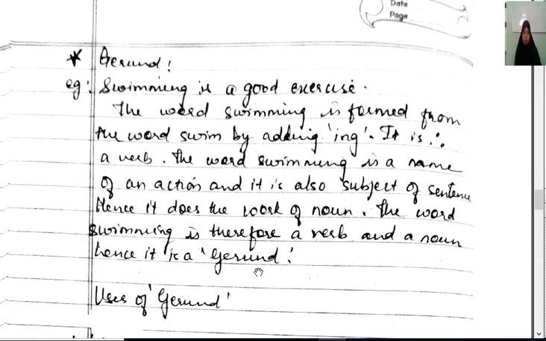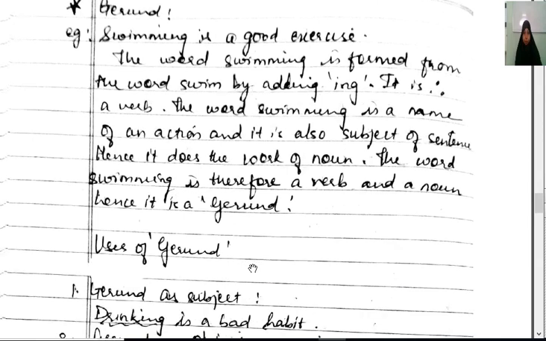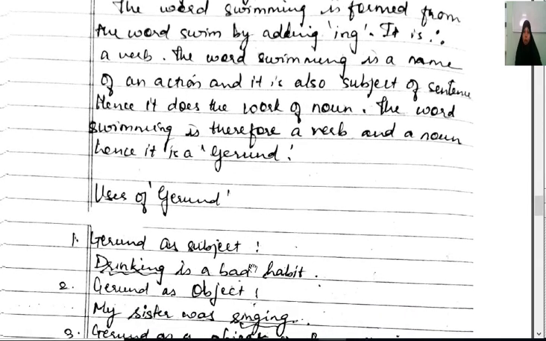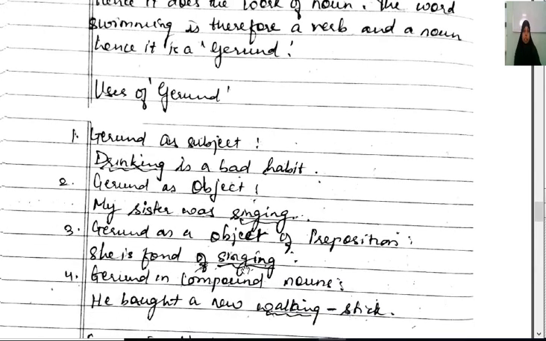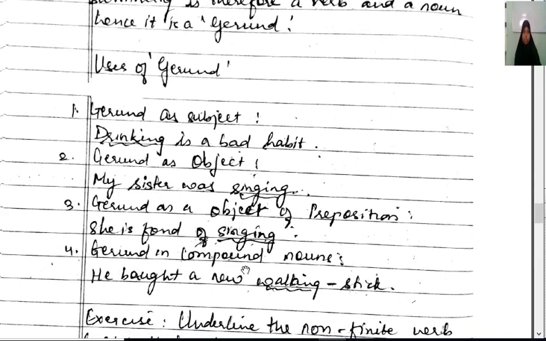Gerund. Just now what I told you, a gerund is nothing but a word which is used as a verb as well as a noun, meaning the subject of the sentence. Then you can say it is a gerund. In your exam, they can ask you to fill in the blank with a gerund or identify the gerund in the sentence. So you should know that a gerund is a verb as well as a subject of the sentence.